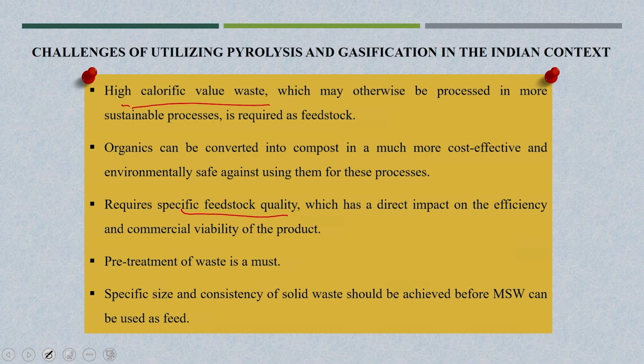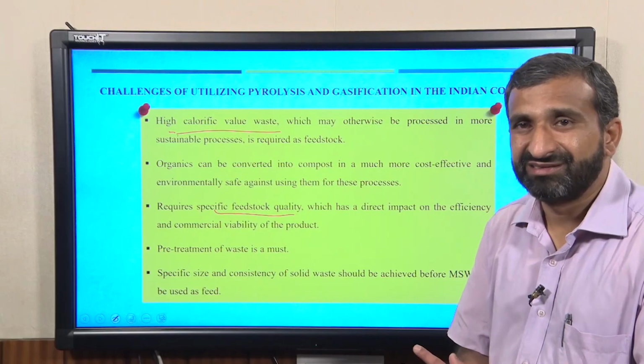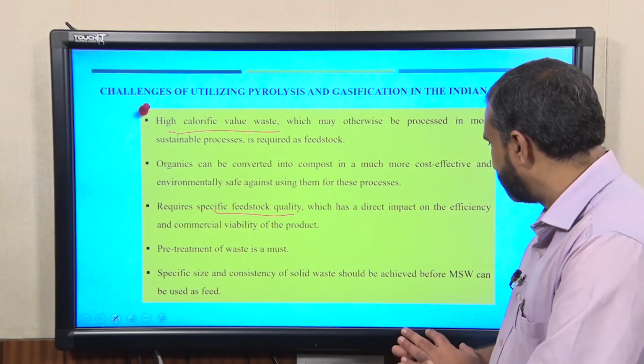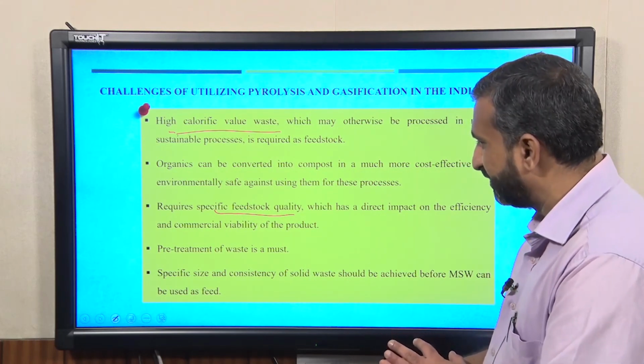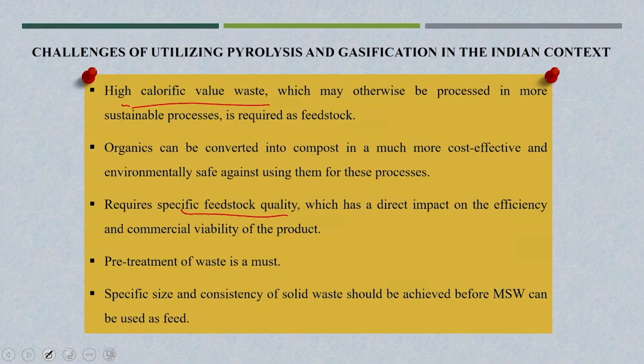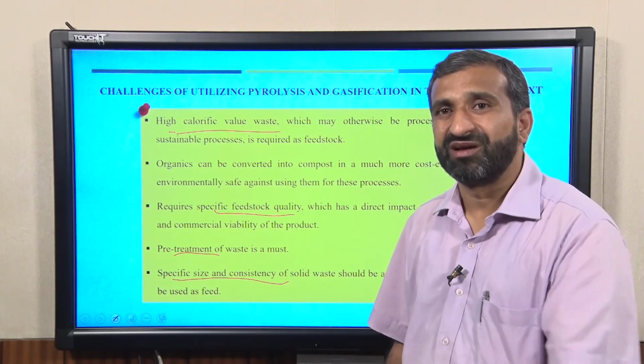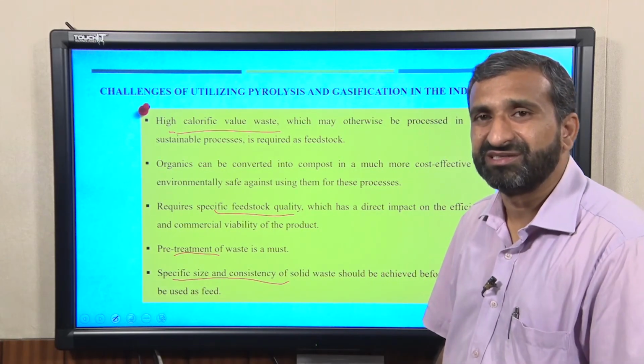Pre-treatment of waste is a must. That means there is a cost, and a specific size and consistency of solid waste should be achieved before MSW can be used as feed. This is another very important point. For a specific size, you need a very special kind of pre-treatment. Pre-treatment means a special shredder is required, and after shredding, waste of a particular size will come up for the pyrolysis and gasification process.